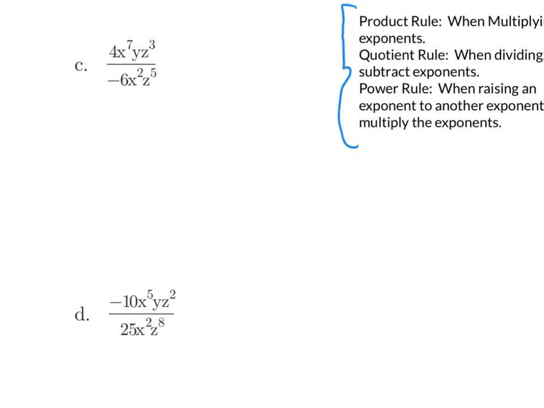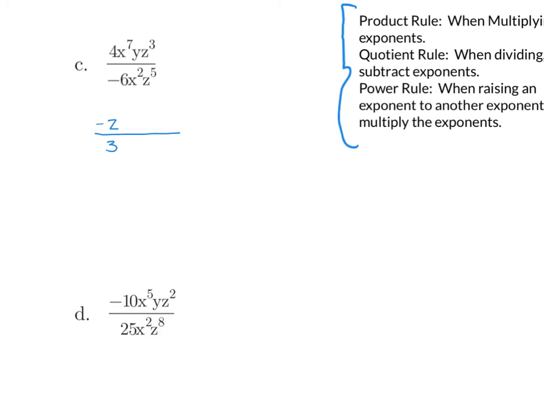Let's come over and look at a little bit of our quotient rule. So for C, we're going to go ahead and subtract the exponents. Remember that when we talk division, we're essentially canceling out. And so for instance, 4 and 6, if we start with our numbers, 4 and 6 are both divisible by 2. So we get negative 2 over 3.